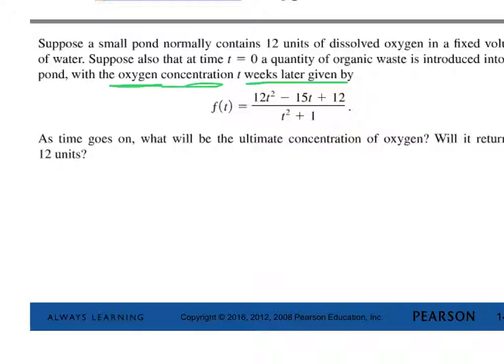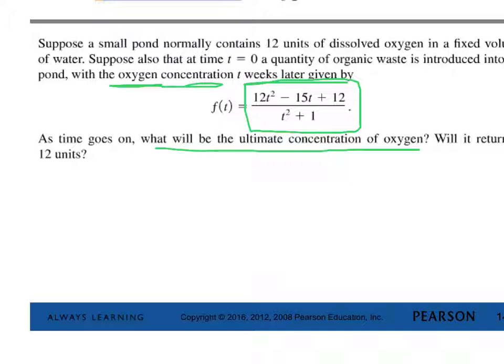So our function, f of t, says t weeks after they dumped the waste into that water, this will give us the concentration of oxygen that remains in that pond. So the question is, what will be the ultimate concentration as t increases? What will be the ultimate concentration of the oxygen in that pond? Will it ever return to 12 units?